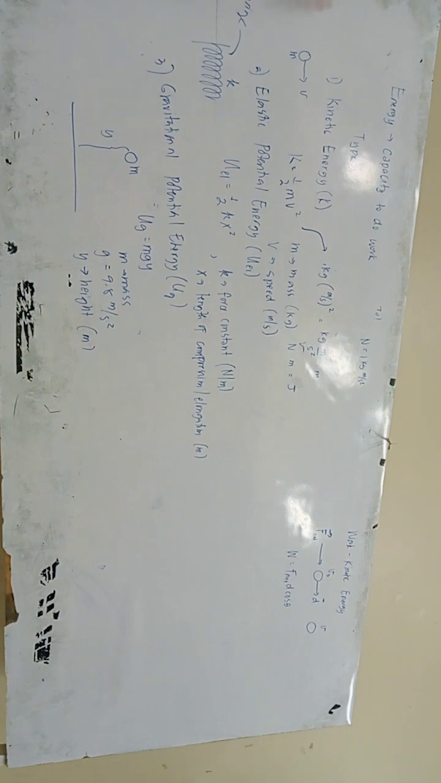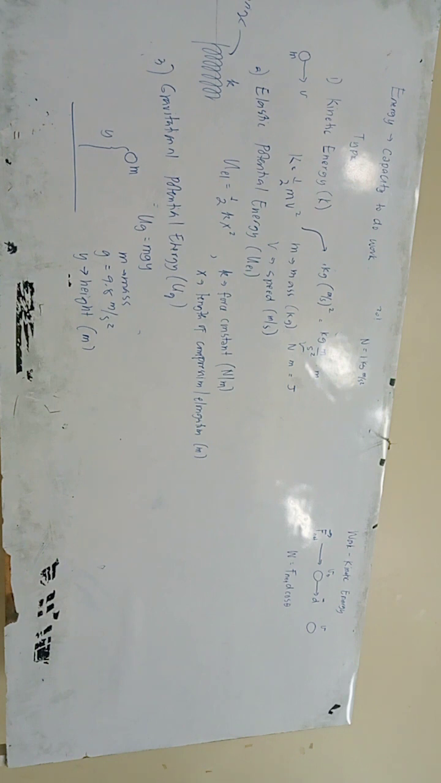So, understood? Kinetic energy if the object is in motion. If it is a spring, it has elastic potential energy. And when the object is at a certain level above the ground, it has stored gravitational potential energy. So these are the three types of mechanical energy that we apply in mechanics.